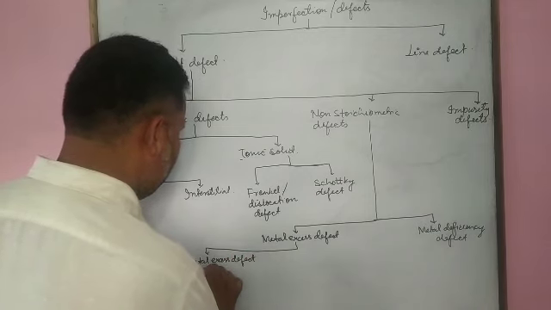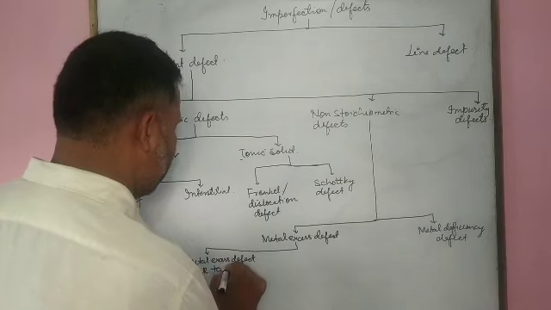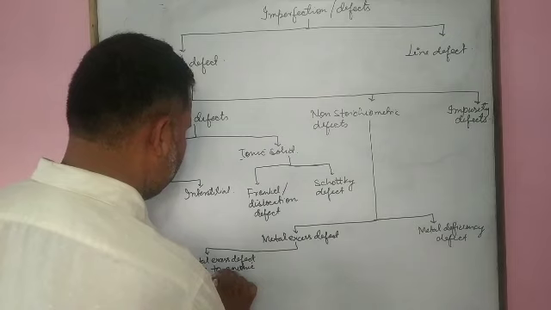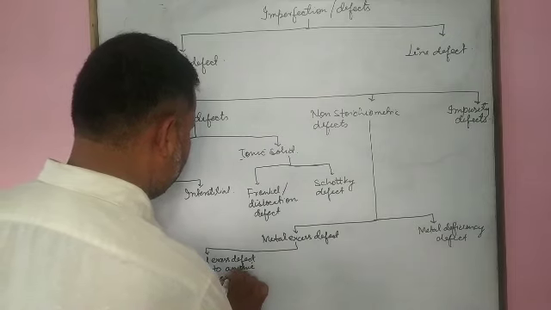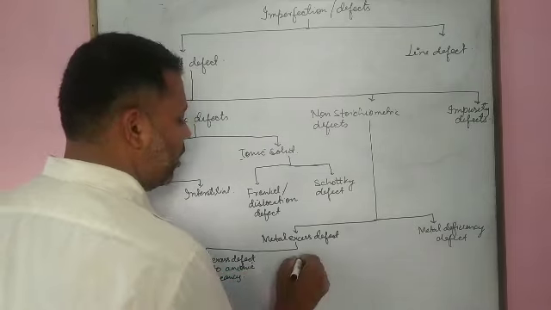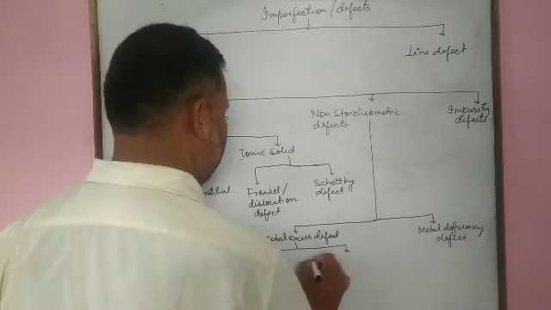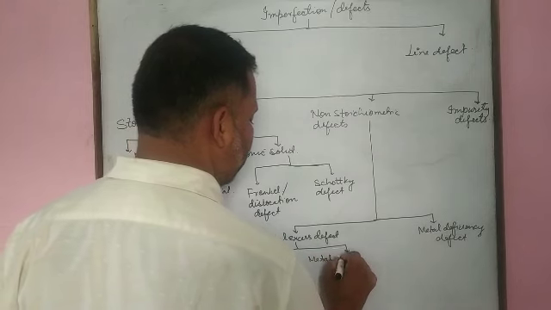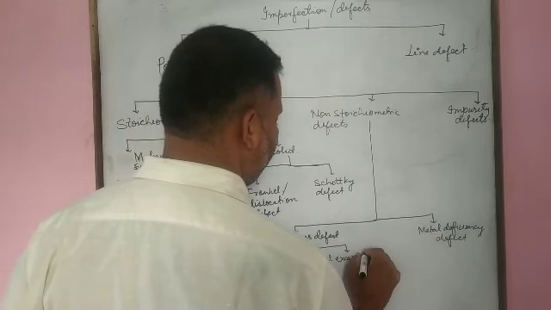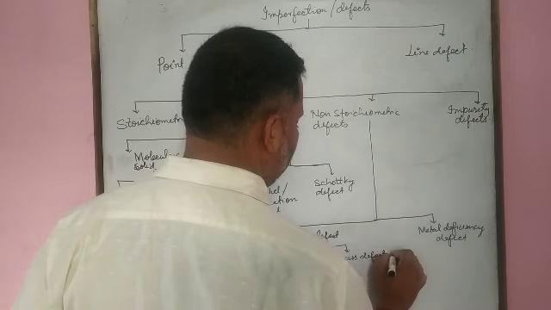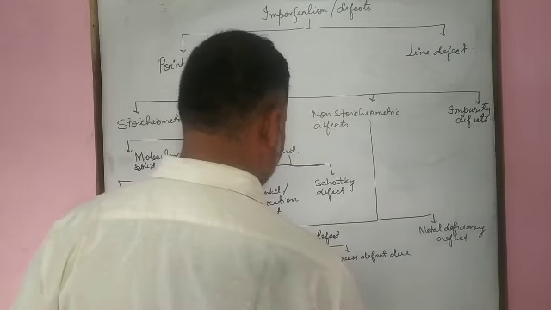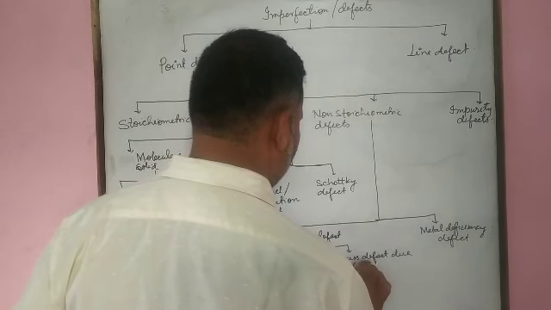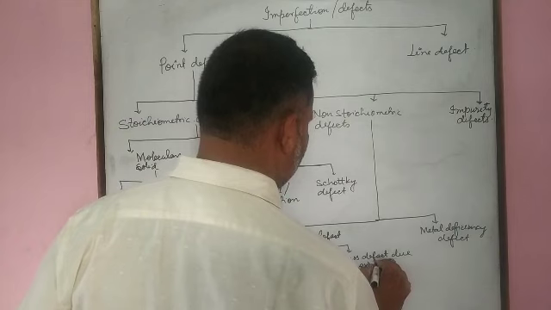due to an anionic vacancy. And the next one is metal excess defect due to presence of extra cation.